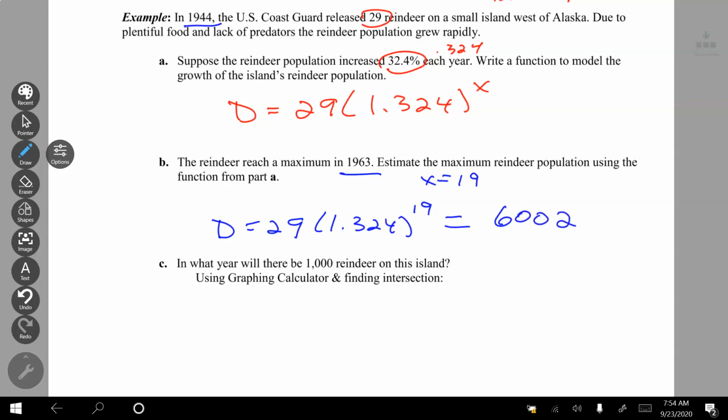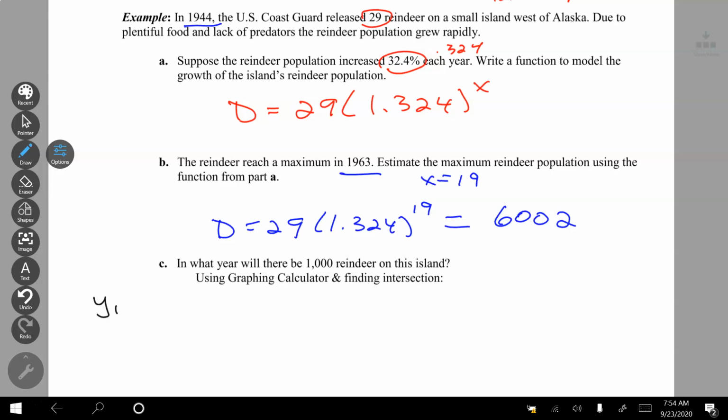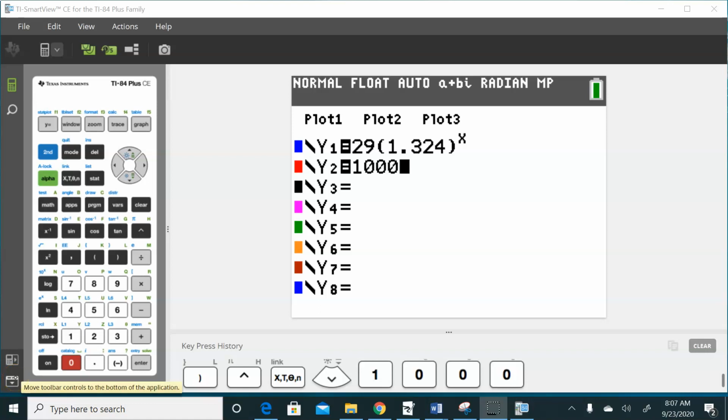And now I'm going to use my graphing calculator to figure this out. I'm going to put y1 equal to my deer population. My y2 is equal to 1,000. I'm going to see where they intersect. Okay, here I am on my calculator. You can see I put in y1 and y2, the two equations. I'm going to find when they intersect.